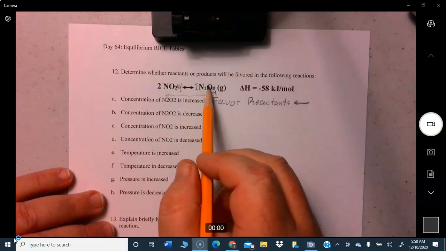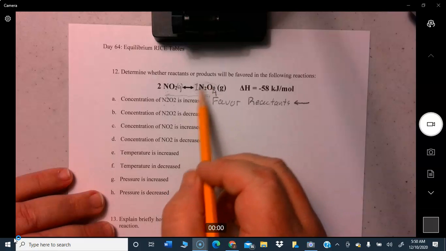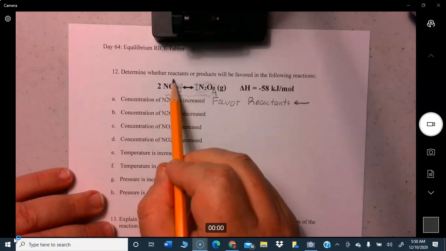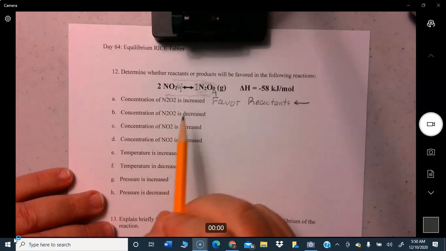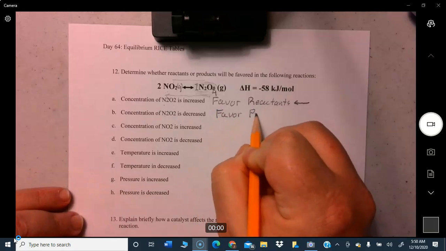Okay, concentration of this is decreased. Okay, so it's happy. Now all of a sudden you take this out, so it has less of this than it wants at equilibrium because you've just removed it. You've decreased this, so it's going to flow to the right. It's going to want to make more of this to get back in equilibrium. So that's going to favor products.